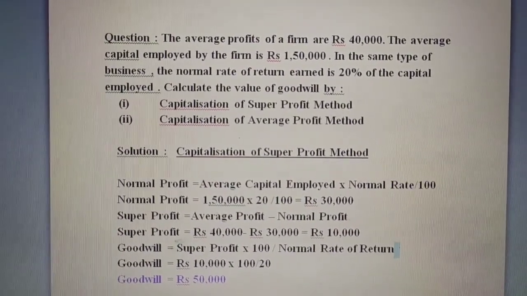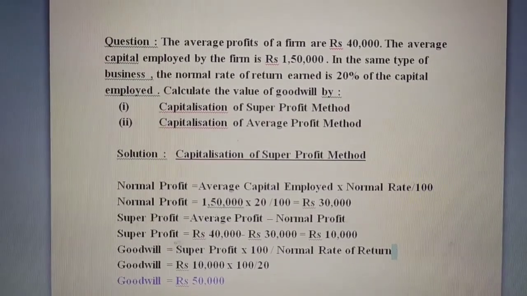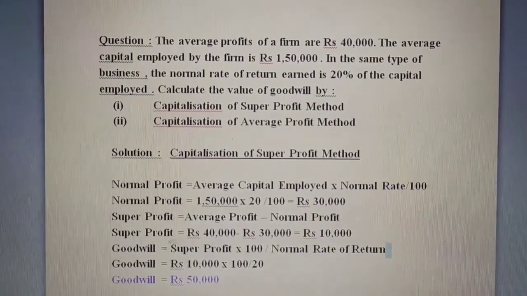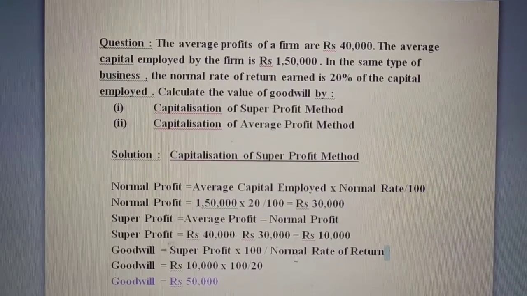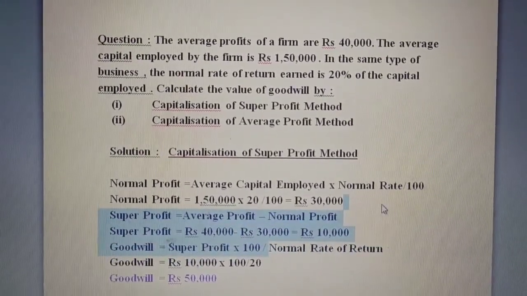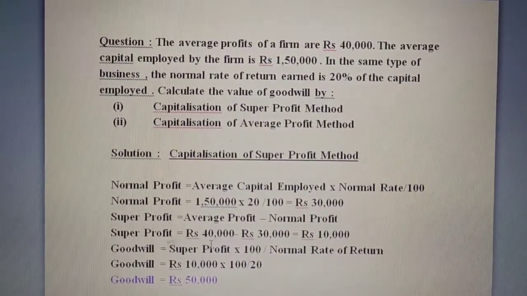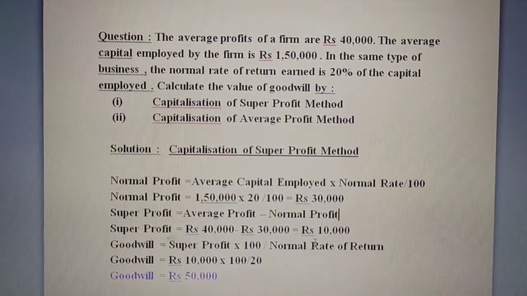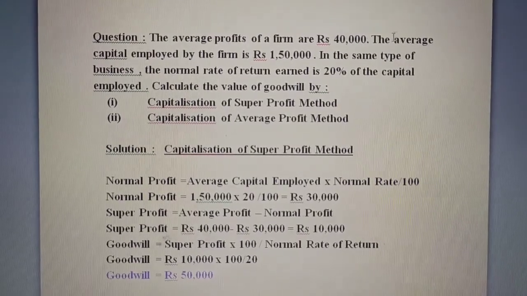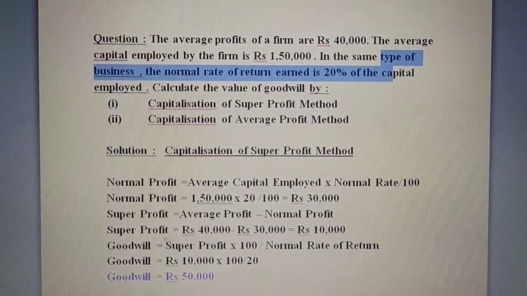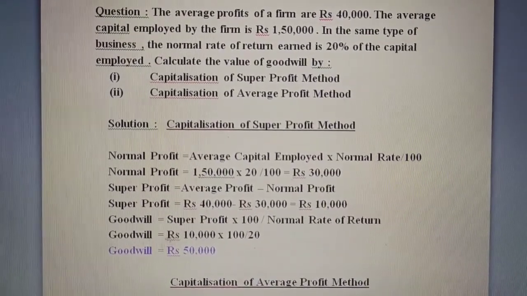Then we need to calculate super profit. Here we already have 40,000 average profit in the question. So super profit is average profit minus normal profit. 40,000 is the average profit and 30,000 is your normal profit. Subtract these two amounts, you will get 10,000, which is super profit. Then goodwill formula is super profit into 100 divided by normal rate of return. So 10,000 into 100 divided by 20%, you will get goodwill of rupees 50,000. This was capitalization of super profit.